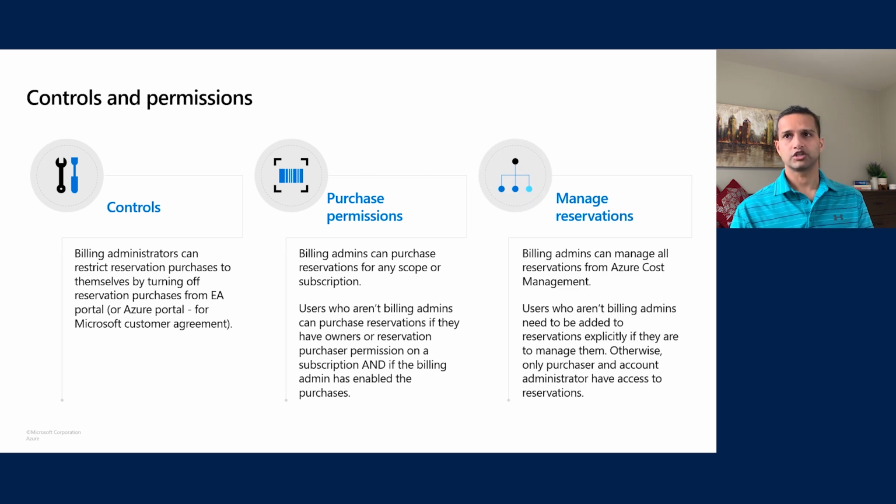Who can manage the reservations? Billing admins can manage all reservations. So they can go to cost management and billing and they can see all reservations which are purchased using the EA or the billing profile. If you are not a billing admin, then you will see the reservations that you have purchased or the reservations that you have been explicitly added to.